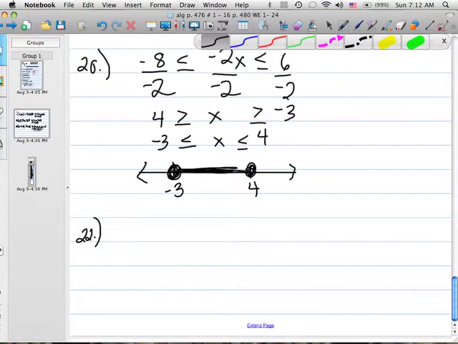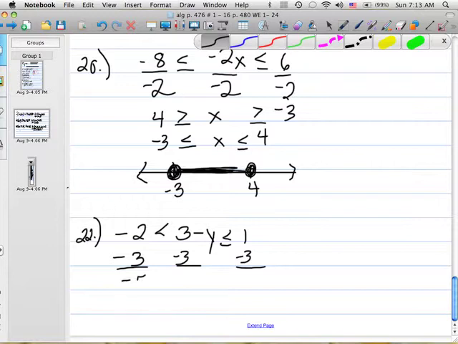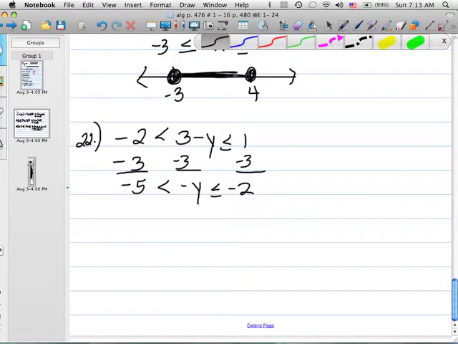Number 22. We have negative 2 is less than 3 minus y is less than or equal to 1. Okay, we get rid of the 3 first, so we're going to subtract 3 first from all 3 parts. So we get negative 5 is less than negative y is less than or equal to negative 2. Okay, this is a negative y, so I've got to make it positive, so I'm going to multiply everything by negative 1. So that becomes 5. This turns, because I'm multiplying by negative 1, y greater than or equal to positive 2.